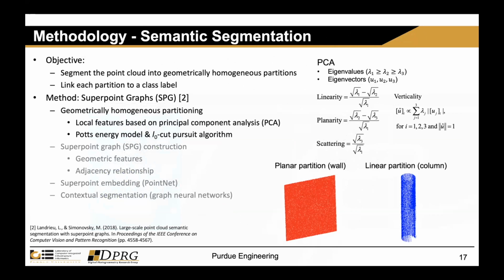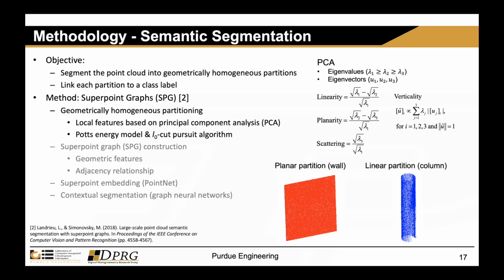For the semantic segmentation, our goal is to link the point cloud to a label, but at an object level. So for example, a wall in a point cloud can have thousands of points, and we want all these points to have the same label, the wall, instead of 90% of the points having the label of the wall and the rest 10% having the label of windows.